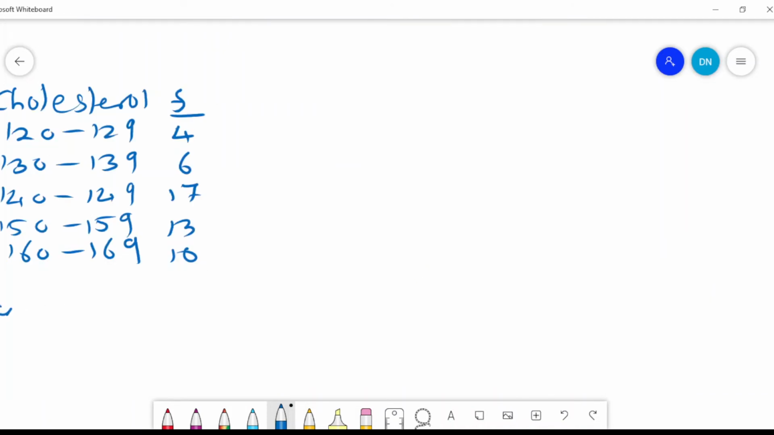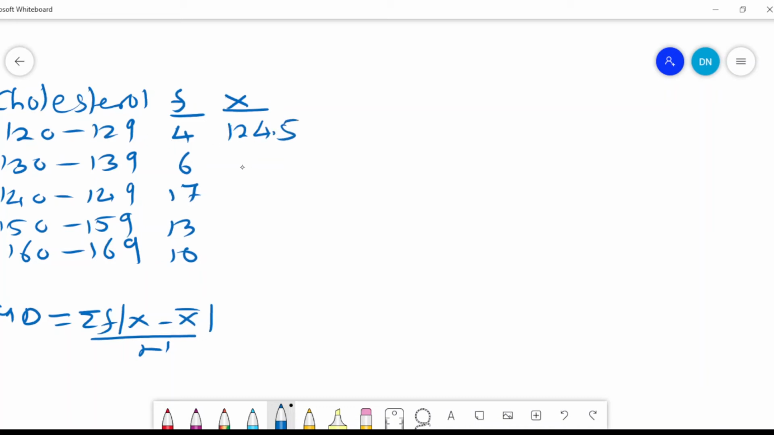Remember that the mean deviation is given by the summation of f times the absolute value of x minus x bar, divided by n. So the first thing is I need to get the midpoint, which is what we call x, and this is 124.5. How did I get 124.5? It is 120 plus 129 divided by 2. 130 plus 139 divided by 2 is 134.5. And then we have 144.5, 154.5, and then we have 164.5.